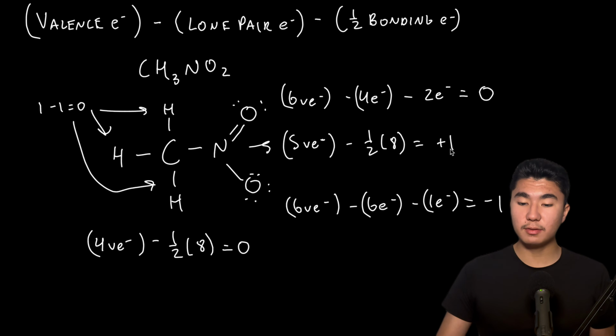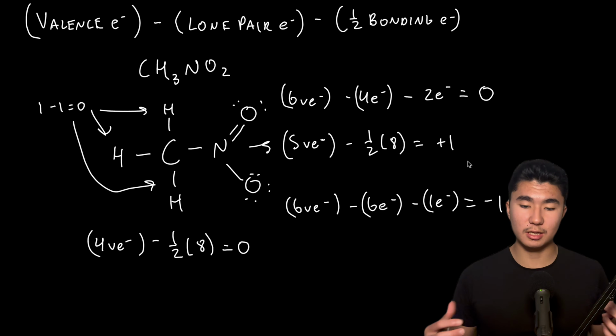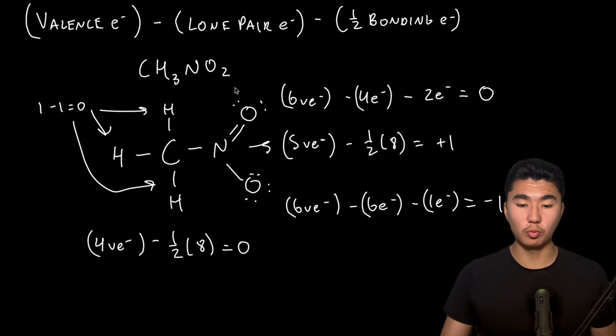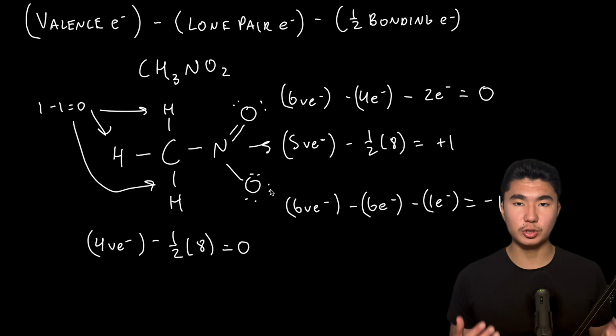So since both of these formal charges cancel out, our overall formal charge is going to be neutral. But if the question asked us, what is the formal charge for this oxygen on the bottom, or what's the formal charge of the nitrogen, then we'd write down what that formal charge is.